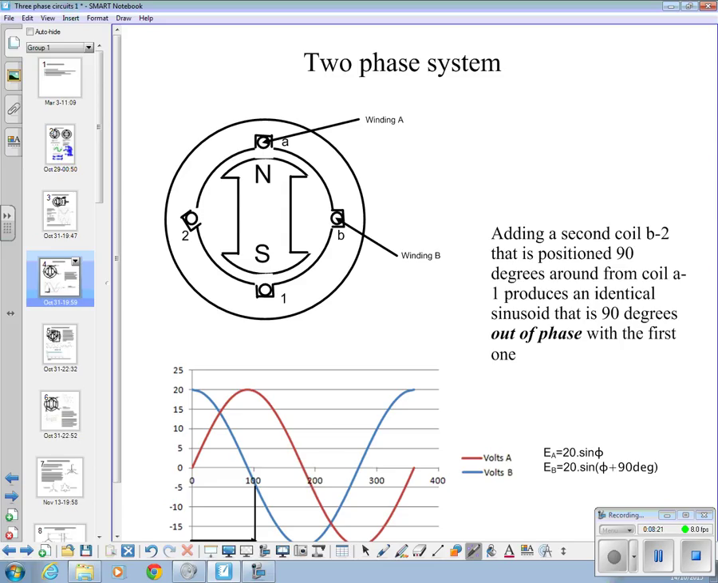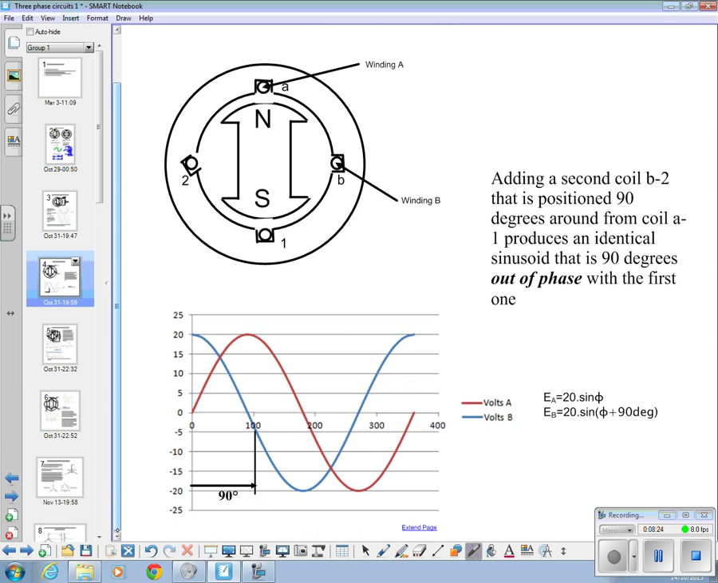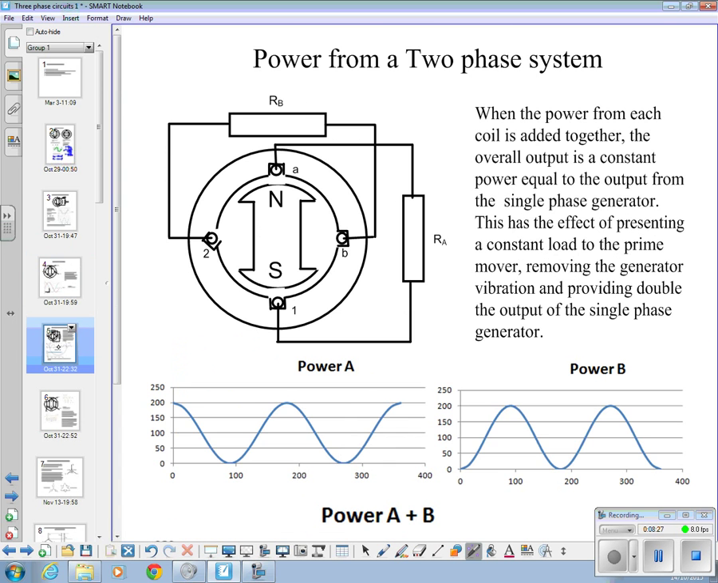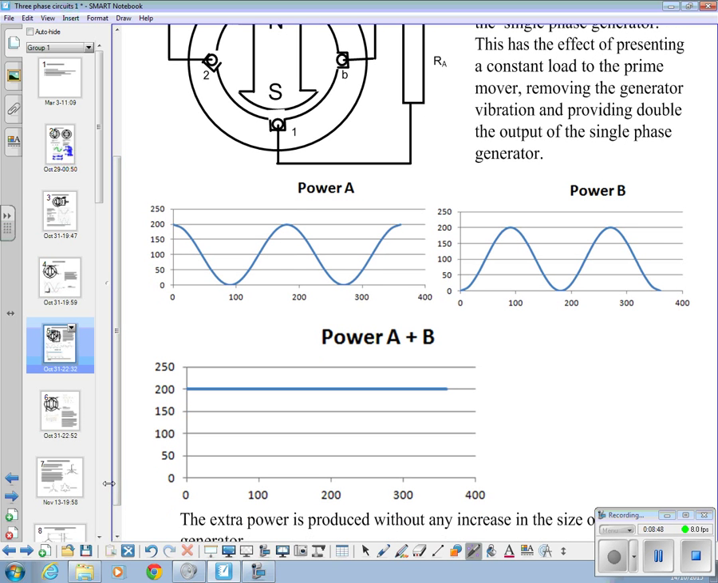Okay. If we then consider what the power output from that is, we got a power in A that looks like that, 2 pulses every cycle, and the power in B, 2 pulses every cycle, but shifted by 90 degrees. If we then add all the instantaneous values of this waveform and this waveform together, each of them peak at 200, overall we get a flat line at 200 watts.